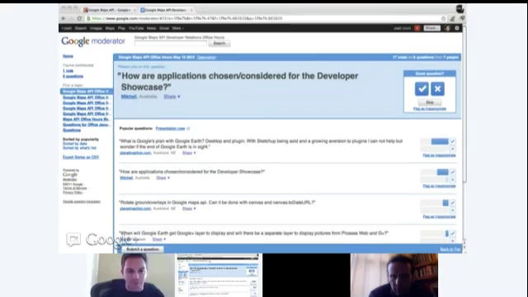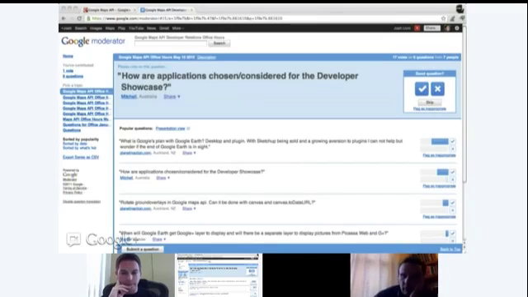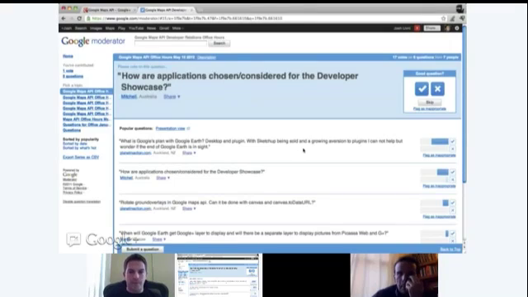Okay, so let's go to the top question. What is Google's plan with Google Earth Desktop and plugin? With SketchUp being sold and a growing aversion to plugins, I cannot help but wonder if it is the end of Google Earth. Is that in sight? Absolutely not. So basically, plugins are the worst solution ever, except for all the others, right?